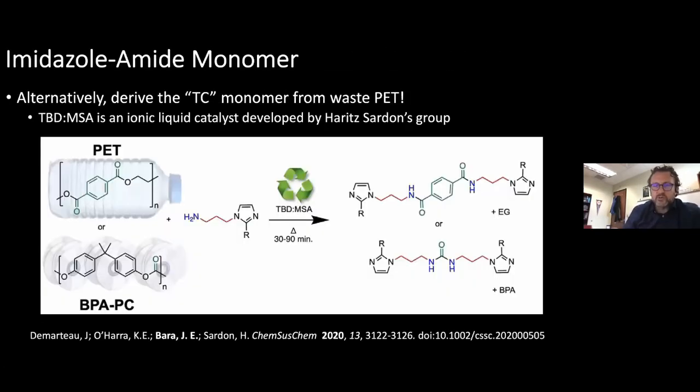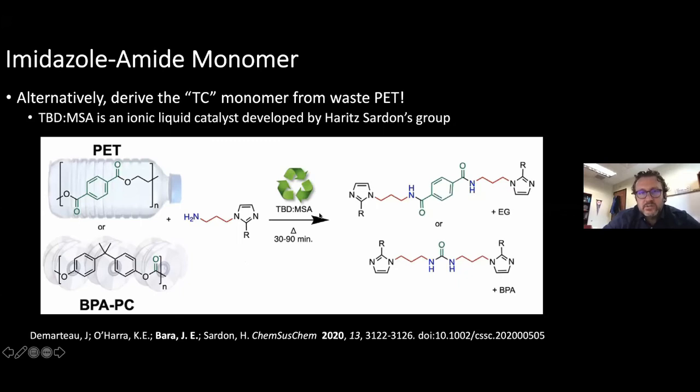But I do want to show also a study we did with Haritz Sardon's group in San Sebastian, Spain at POLYMAT. I was on sabbatical at POLYMAT in San Sebastian in 2018. I made a lot of good connections and friends there. And one of the ideas that came from this was, can we make our monomers from waste plastic? Haritz's group has an excellent ionic liquid catalyst to decompose PET or polycarbonates. So we're able to take our imidazole and add it to this mixture with the catalyst, and we were able to make our monomers from plastic waste.